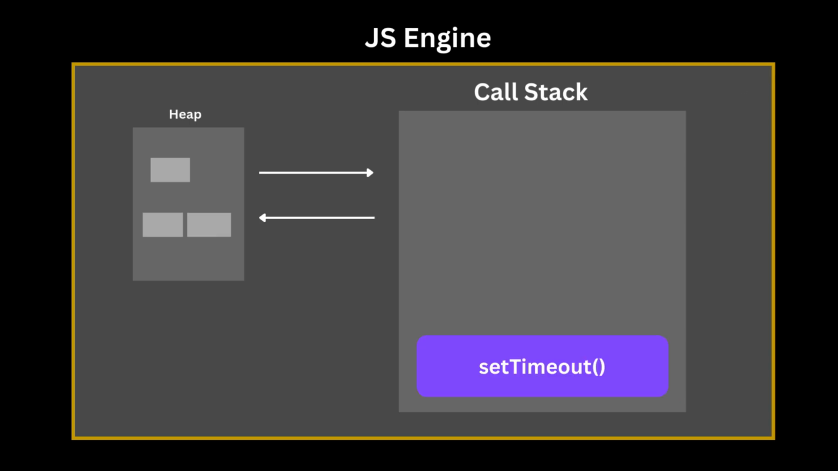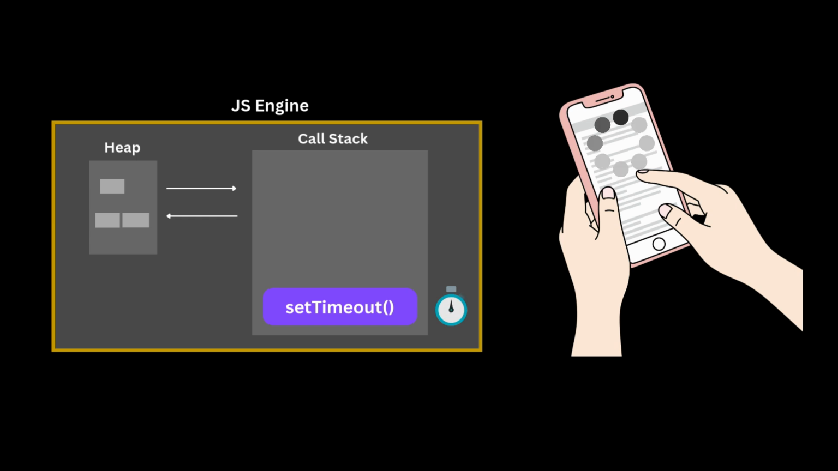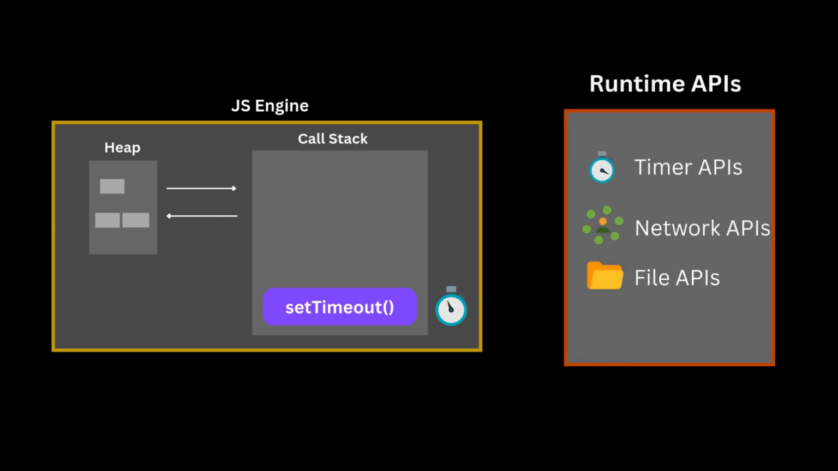Now imagine you call setTimeout or make a network request. These operations take time. If JavaScript handled them directly, the whole program would freeze. But that doesn't happen, because those tasks are not handled by JavaScript itself.